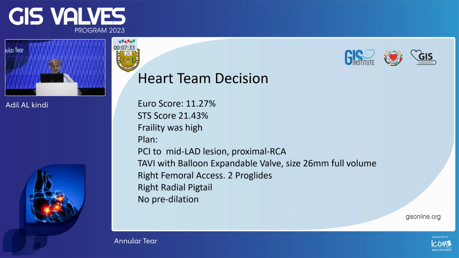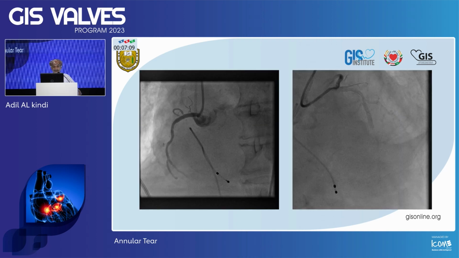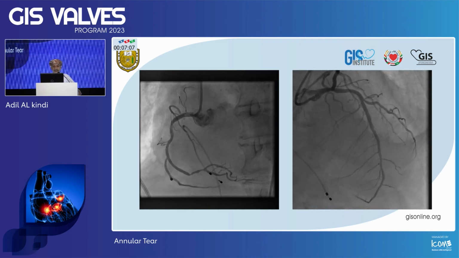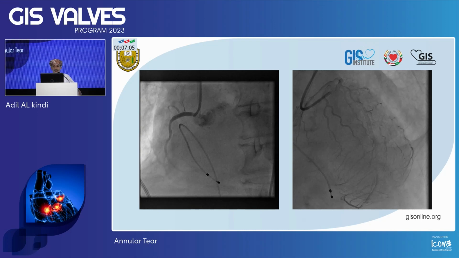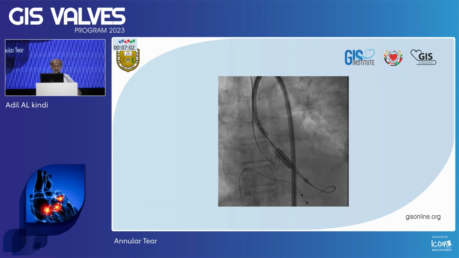So we decided to use a balloon expandable valve. A 26 millimeter would give us only 3% overinflation. So this was okay with the amount of calcium that he had. We would use a right femoral access in the usual protocol manner with closing with ProGlide. We tend to go most of the time with a radial pigtail access, and we don't generally predilate. His coronaries were stented during the same session with acceptable results, and then we proceeded with the transcatheter valve.